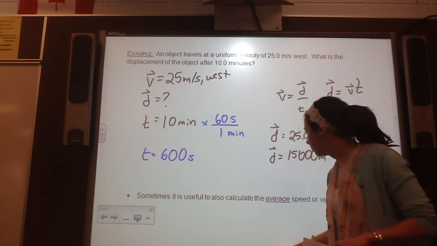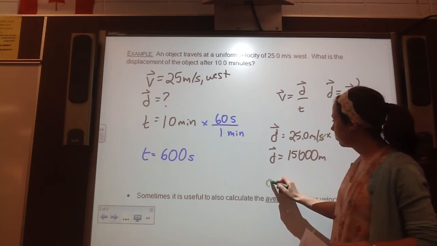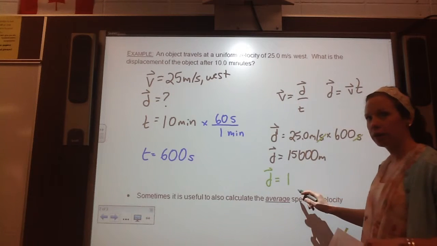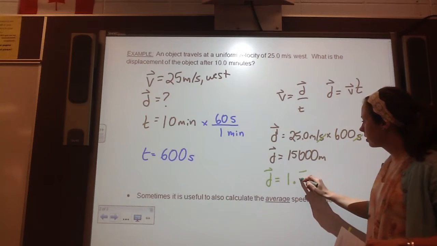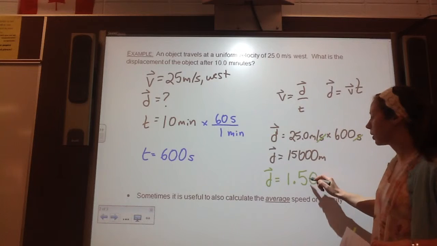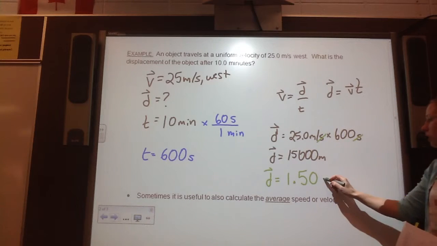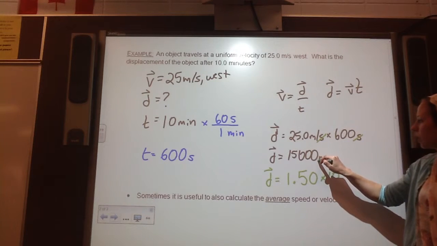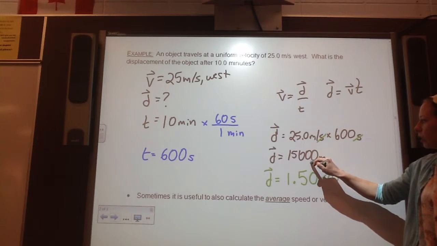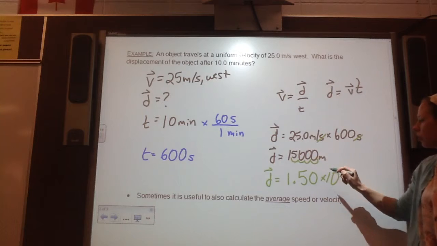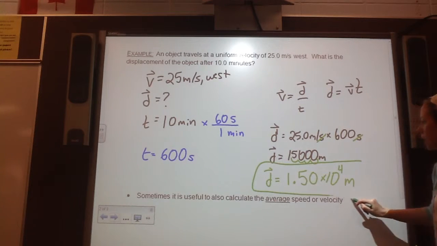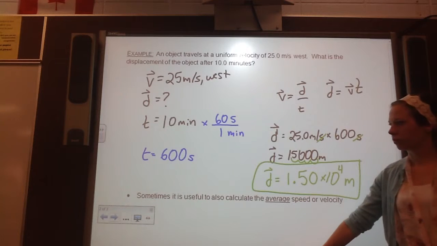Okay? So for scientific notation, I have my first number, the decimal place, the second number, and I'm allowed 3 digits, times 10 to the power of. So my decimal place was here. I'm going to move it 1, 2, 3, 4 spots, and my units are in meters. So that's my final answer.